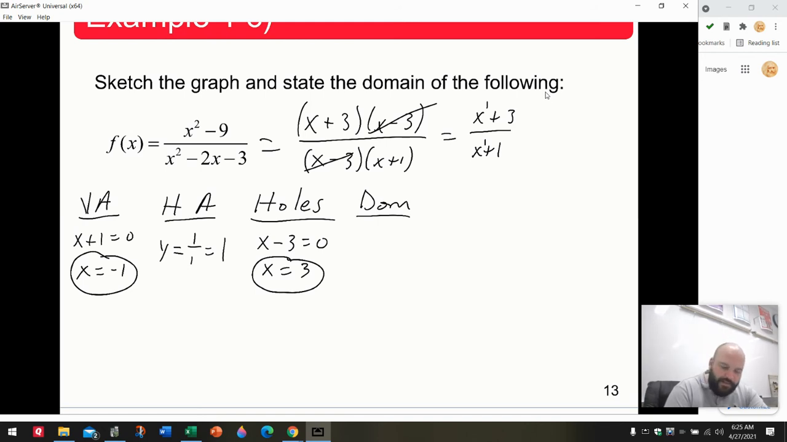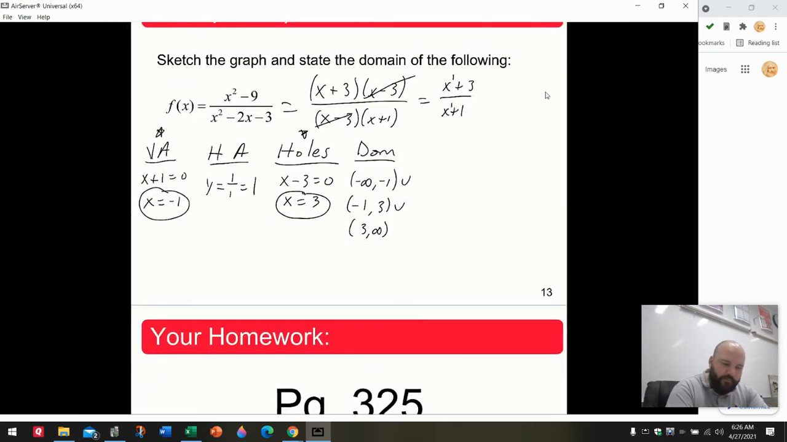Now the last thing to list is the domain. And the domain is listed by any numbers that are excluded from the vertical asymptote and/or the holes. So the domain would be -infinity to -1, union -1 to 3, union 3 to infinity.